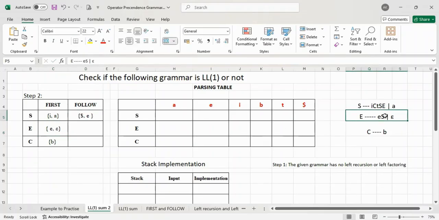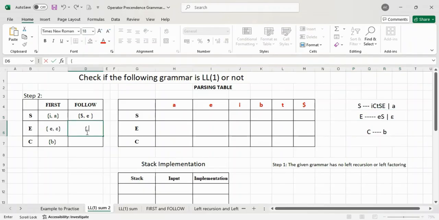Now, if you just observe next, follow of S is follow of E also because that is again the last letter. Let us calculate follow of E. So, follow of E and follow of S are one and the same, that is e and dollar.